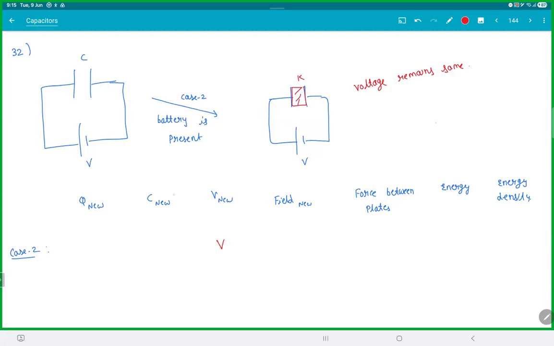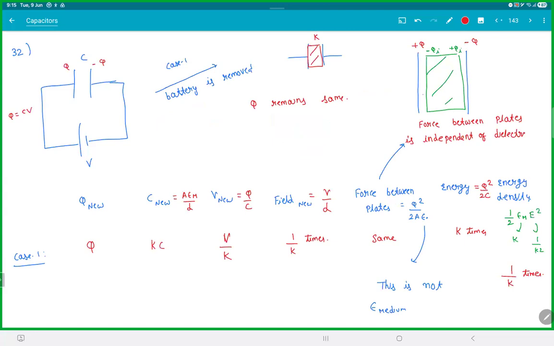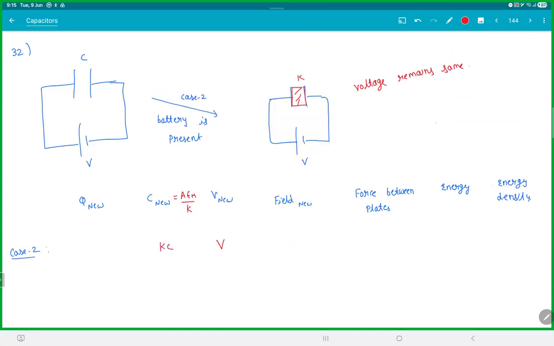So this is V. Capacitance becomes epsilon medium by K. Did I do a mistake here? No, I did it wrong. This is KC. So the charge will change. So charge becomes K times. So it will be KQ. Field's formula is V by d. Potential didn't change. Distance didn't change. So the field will remain same.